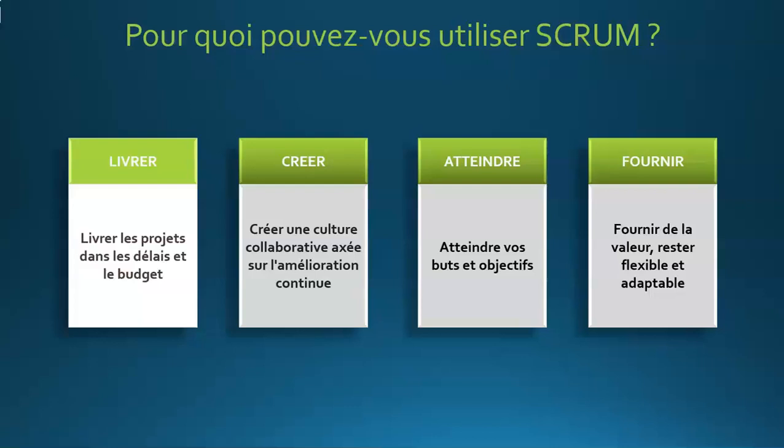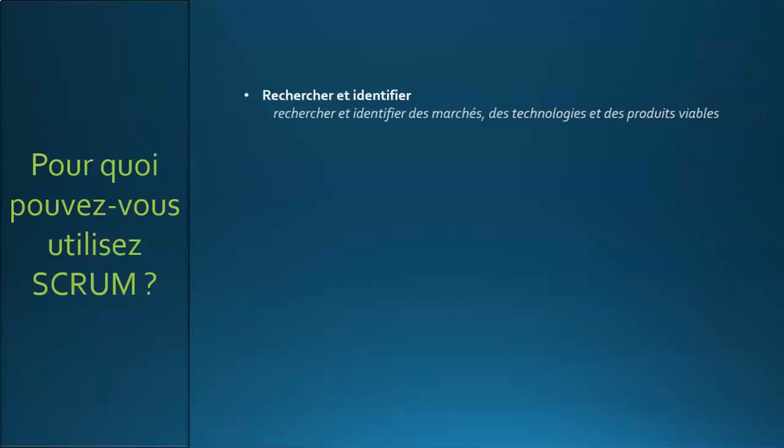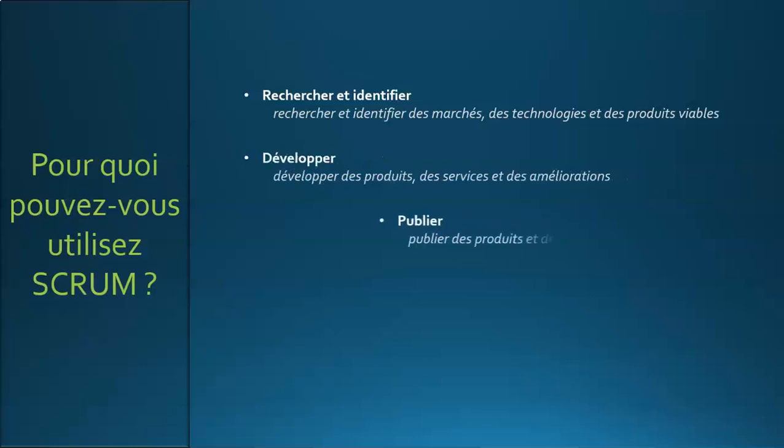Scrum makes it possible to reach the objectives, the goals more quickly, and it makes it possible to bring value to the customer. It allows flexibility and adaptability in the different tasks. You can also use Scrum in your research to identify your viable technologies and market capabilities. It is also possible to use it to develop products, services, and improvements, and to publish these products and improvements. It can also be used to develop and sustain, to maintain and renew, in other words, to maintain a competitive advantage in the market.